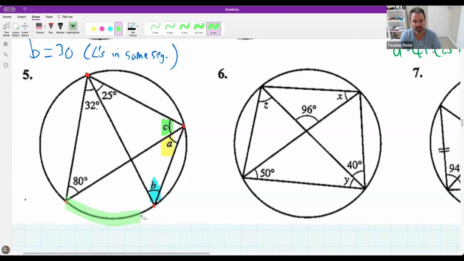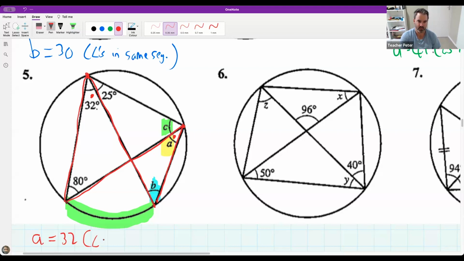And I'm going to give you a hint. So if you want to find a friend for A, why don't you try and use the green arc that I just highlighted? So what do you think A is going to be equal to? So we can see that A could subtend this angle at the circumference, and then A could match this one over here. And so this is equal to this. And so we say A is 32 degrees, angles in same segment. Okay, now you've got to find me B and C.